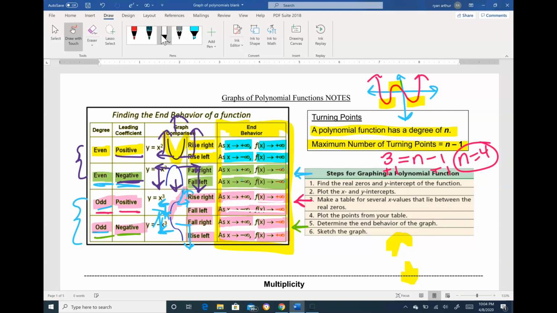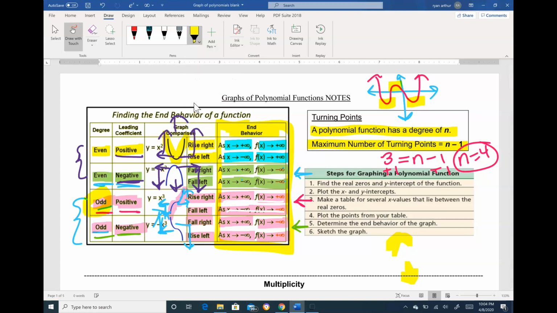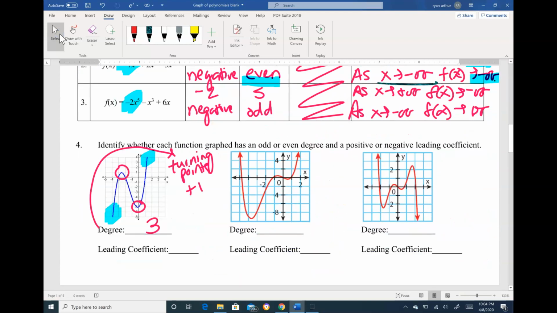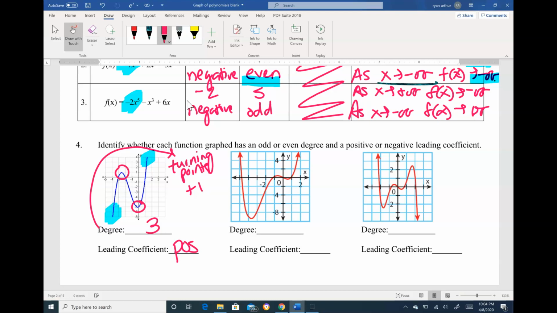Okay? So that means I'm going to have an odd positive. So an odd positive means my degree is odd. See how it's 3? That's odd. We found that already. And my leading coefficient is going to be positive.